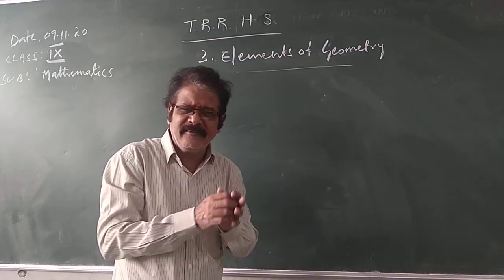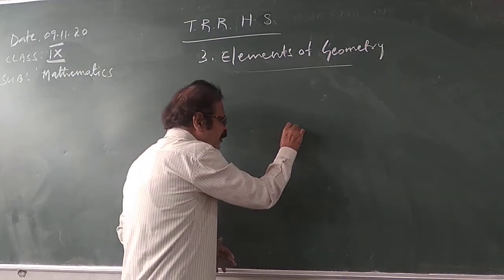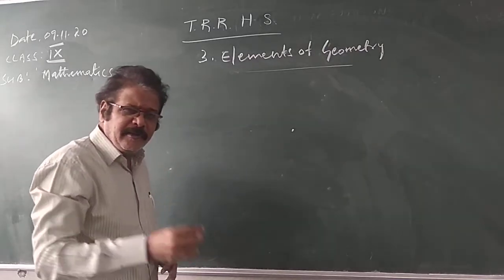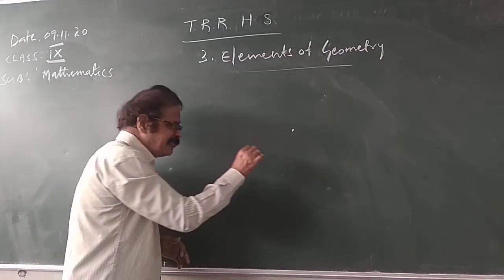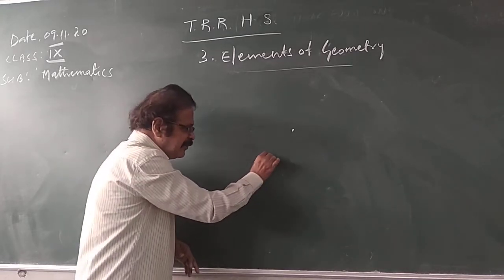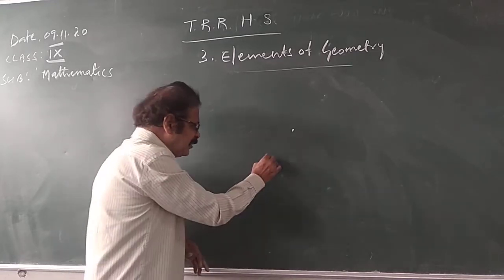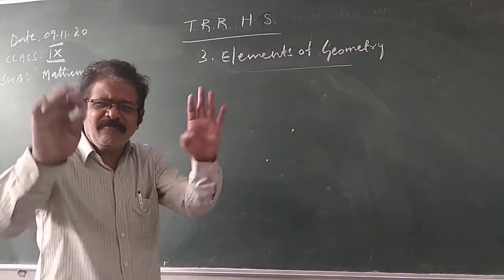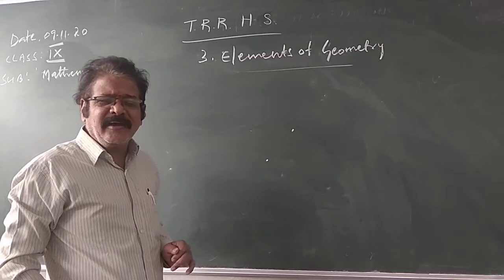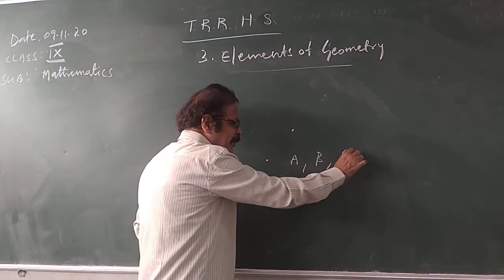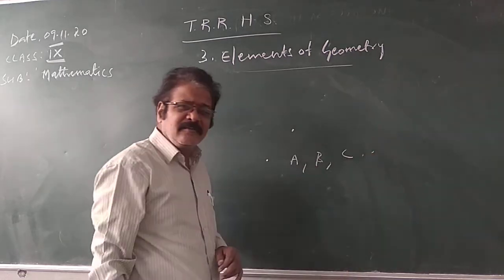It is undefined. Now, this is a point. A point means keeping a dot on the board, or on a sheet of paper with the tip of the pencil. This is a dot. There is no measure for a dot, no measurement for the point. Generally, points are denoted by capital letters A, B, C, and so on.